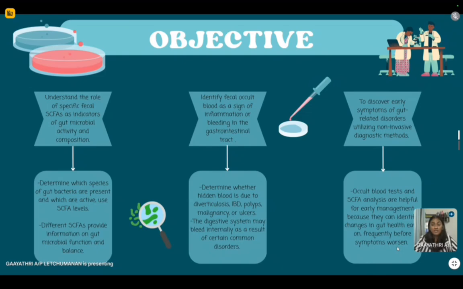The third objective is to discover early symptoms of gut-related disorders utilizing non-invasive diagnosis methods. Occult blood tests and short-chain fatty acid analysis are helpful for early management because they can identify changes in gut health early on, and frequently before symptoms worsen.